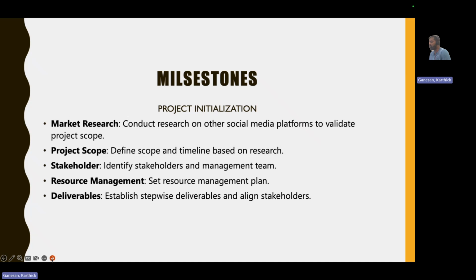The timeline of this project is going to involve a series of milestones, starting with the project initialization. When we are going to initialize this project, we have to check these boxes like market research, conducting research on the user base and the market share of a brand's product in order to better understand the scope of the project. And the scope is basically defined on the timeline.